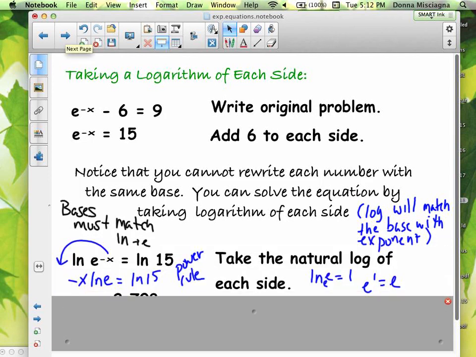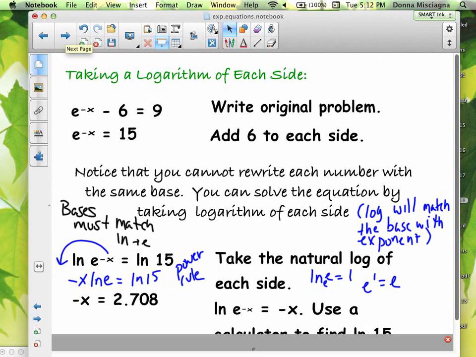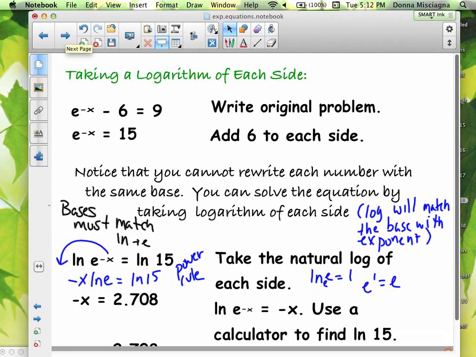All right, so our bases are going to have to match. Whatever the term is that has the exponent, that's the base of our log. So it's e that has the exponent. That means that we have to take the natural log of both sides. So we're going to take the natural log of both sides.